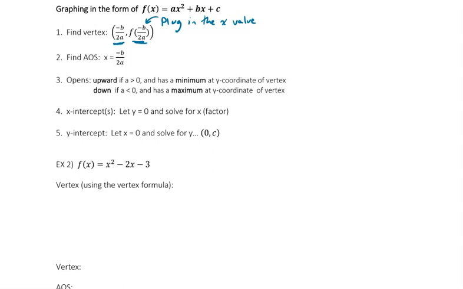Opens up or down is going to be the same exact thing. We're just looking at the number that's attached to x squared. If that's positive, then it's going to open up. If it's negative, it's going to open down. And the x-intercept and y-intercept work the exact same way in that you set the other equal to 0 and then solve.